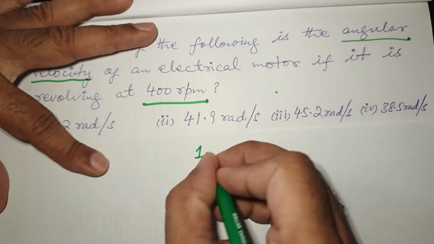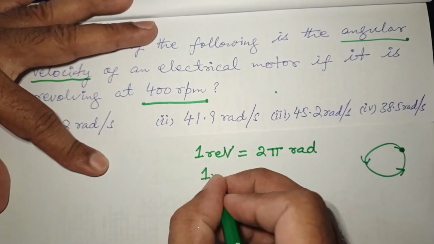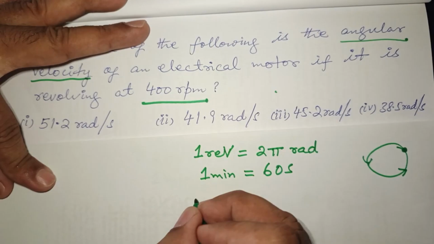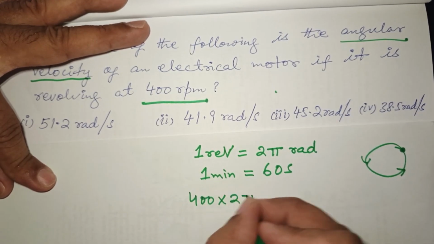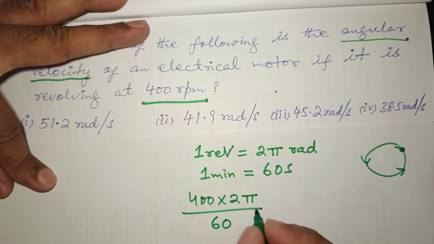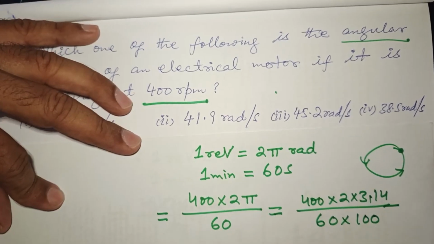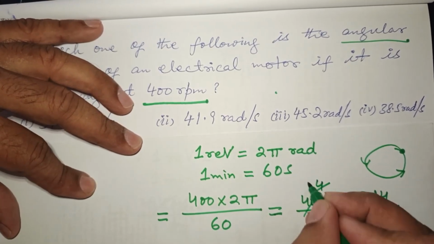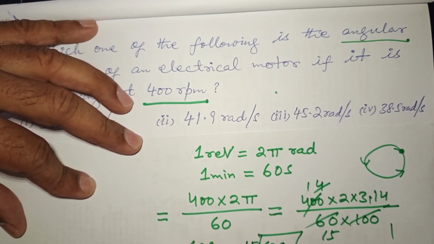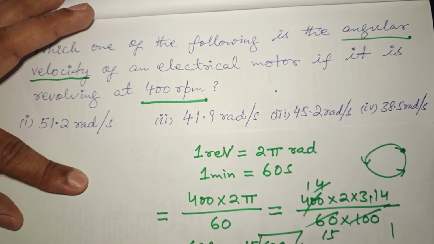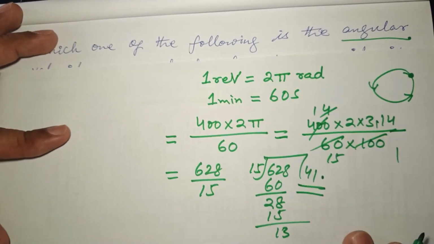So what's the conversion? 1 revolution equals 2π radian, a complete cycle. 1 minute equals 60 seconds. We have to convert 400 rpm, so we'll multiply it with 2π divided by 60. Make it easy by converting π into 3.14 into 100 by moving this. So 1 time, 4 times, 4 ones are 4 and this is 15. So this will be 628 divided by 15. So we'll get a result of 41 point something. So this is the correct option, 41.9. So that's the result. You can see this calculation.